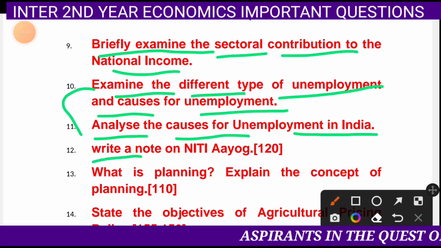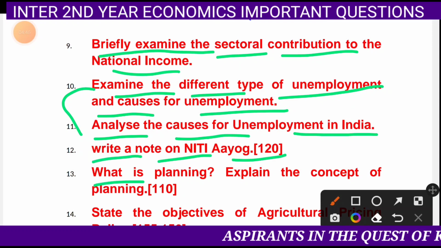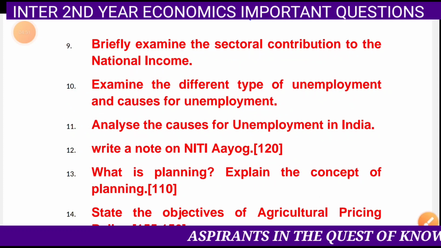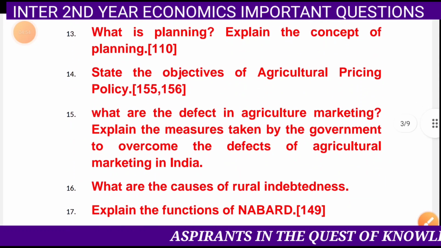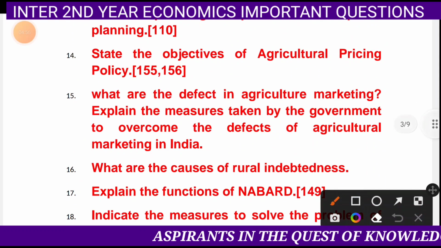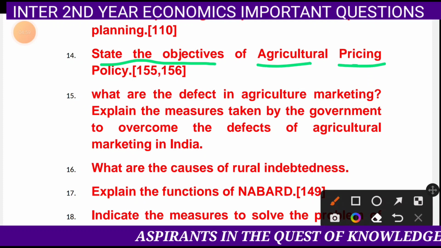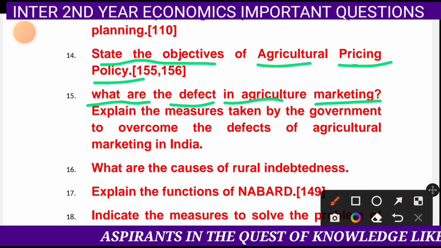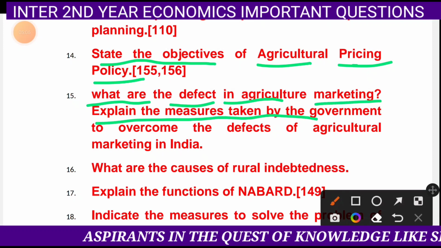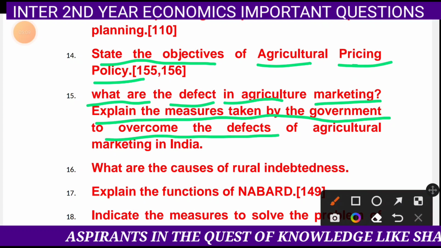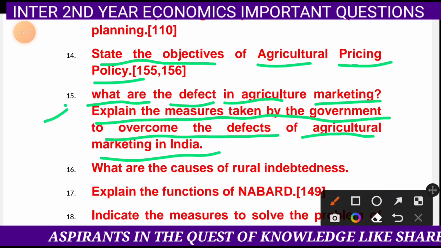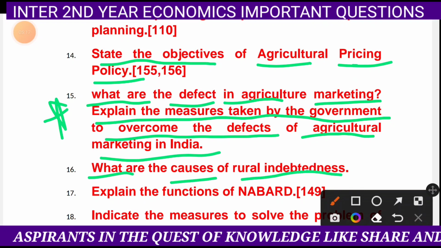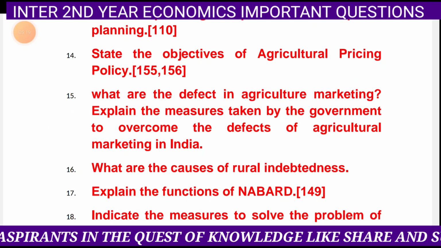Write a note on NITI Aayog. Explain the concept of planning. Next, steps in planning also. State the objectives of agriculture pricing policy. What are the defects in agriculture marketing? Explain the measures taken by the government to overcome the defects of agriculture marketing. Repeated question. What are the causes of rural indebtedness? This is also a repeated question.